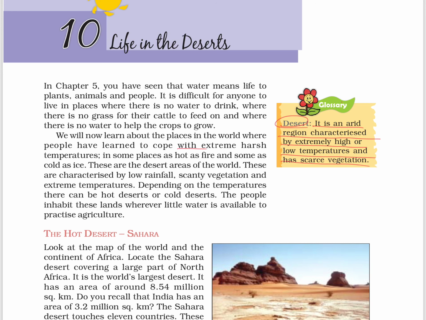Deserts are those with extreme harsh temperatures, in some places as hot as fire and in some places as cold as ice. These are called desert areas of the world. These are characterized by low rainfall, scanty vegetation and extreme temperatures. Depending on the temperatures, there can be hot deserts or cold deserts.